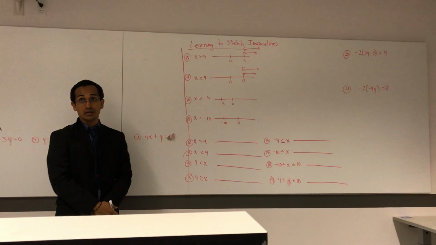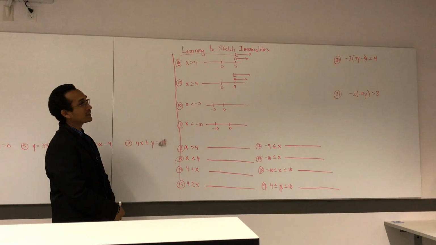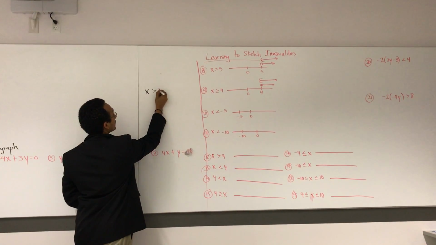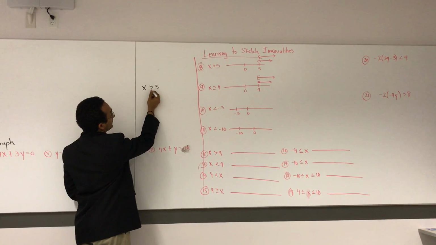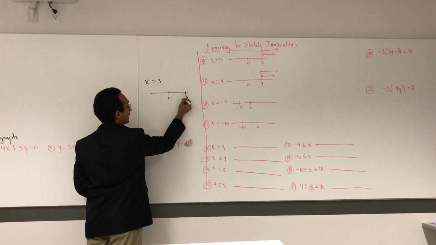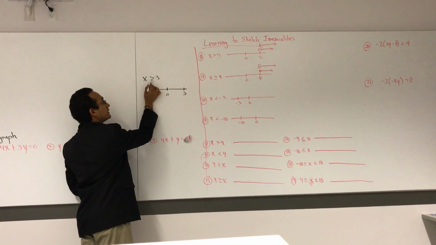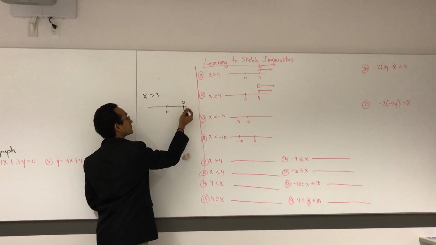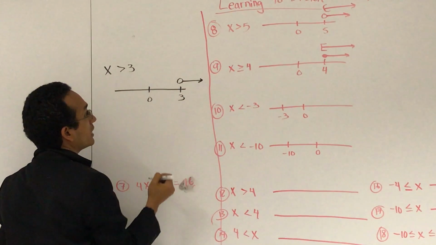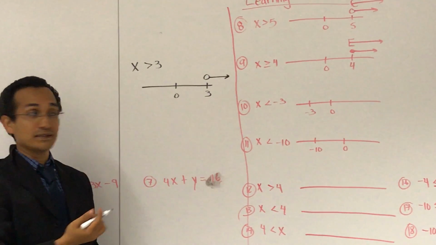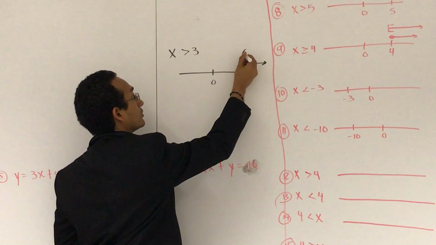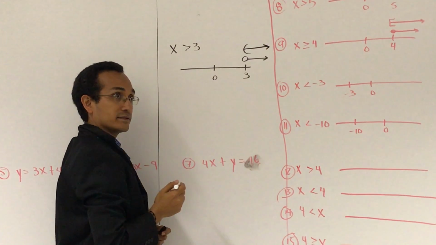To sketch inequalities, let's start off with something very simple. If I were to say x is greater than 3, this means if you're going to graph it, put a 0 here and a 3 here. This means an open circle, and the direction of the arrow is going to go this way. Another way that they have it on exams is they put a parentheses, and then you draw this.